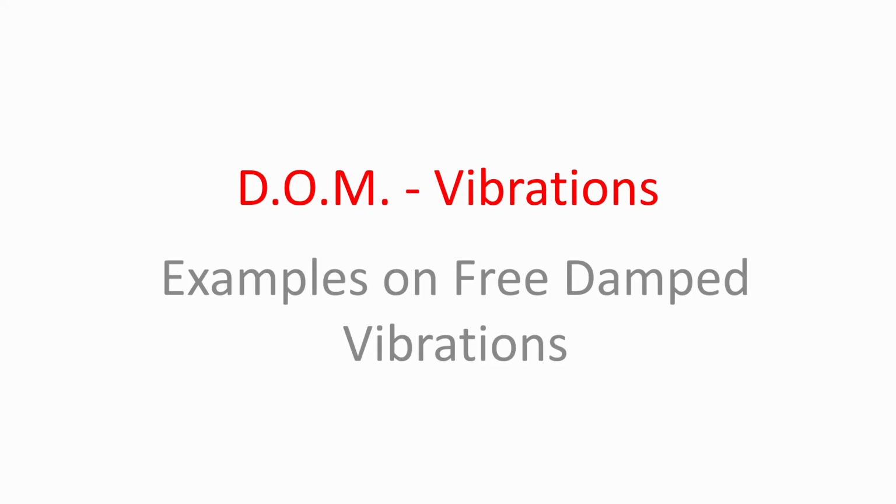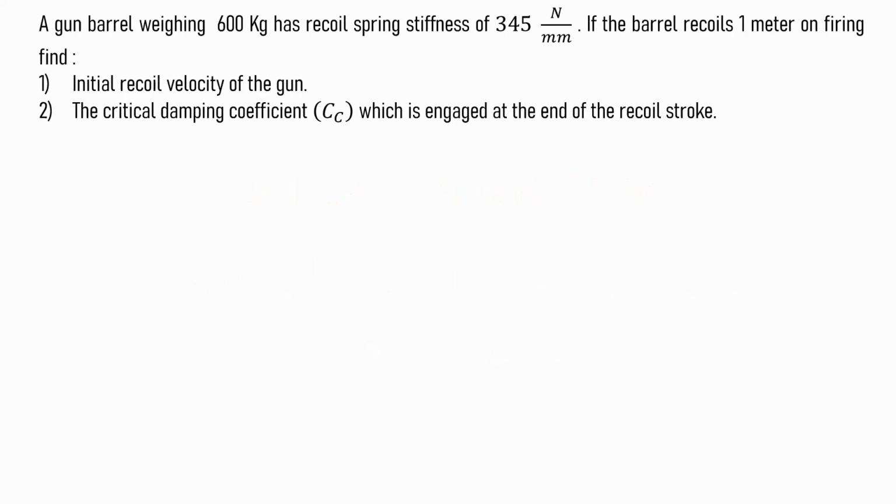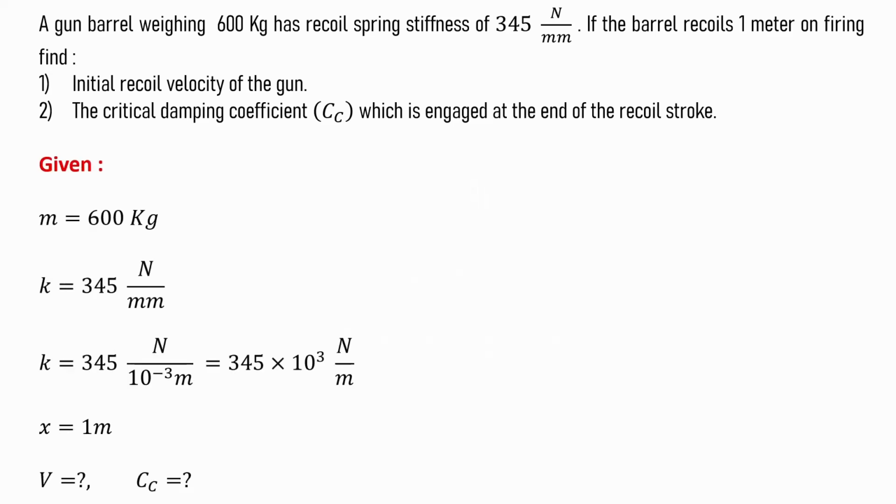I will start with the examples on free damped vibrations. A gun barrel weighing 600 kg has a recoil spring stiffness of 345 Newton per mm. If the barrel recoils 1 meter on firing, we have to find out what will be the initial recoil velocity of the gun and the critical damping coefficient. So we'll write down the data first.